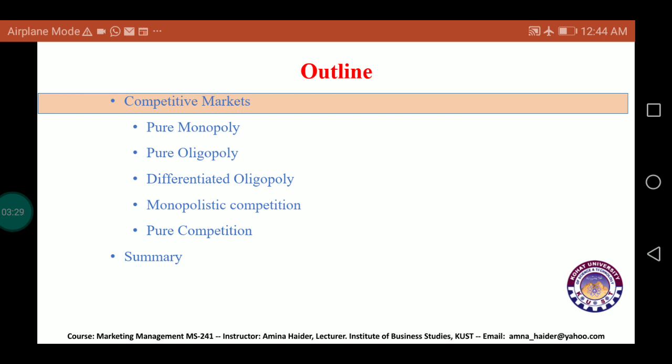Now we will discuss different market structures that include pure monopoly, pure oligopoly, differentiated oligopoly, monopolistic competition, and pure competition. We will discuss each of these structures one by one in detail in the upcoming slides.